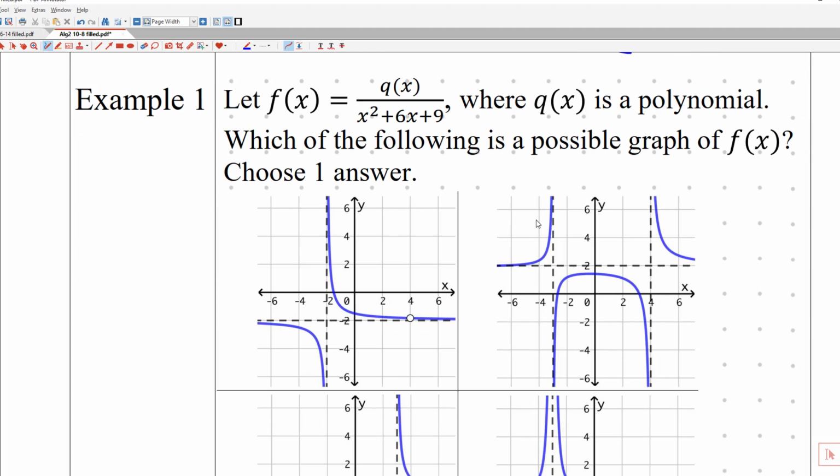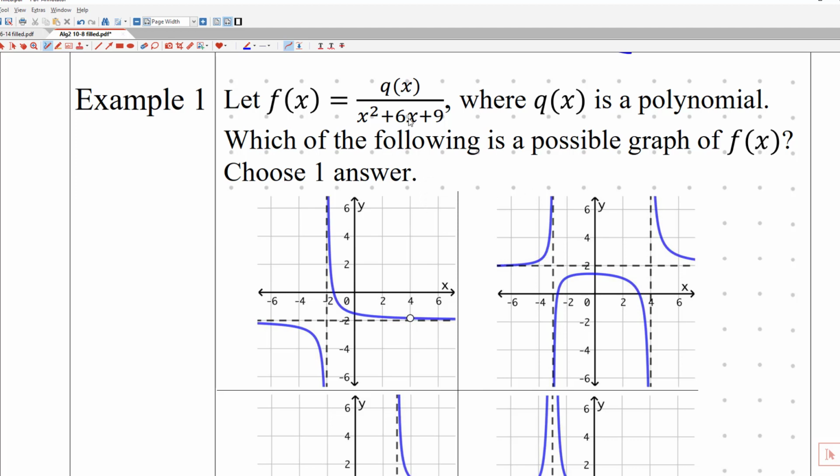It only gives us partial information, and that's going to be the same way throughout all of Khan Academy. They'll somehow limit the information that you're given. They're not going to tell you every single thing. So I don't know the numerator, but I know it's some polynomial. Which of the following could be a possible graph of f of x?